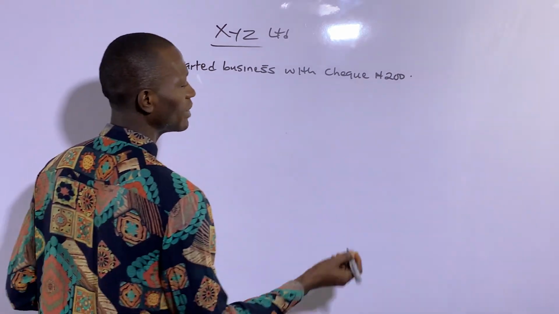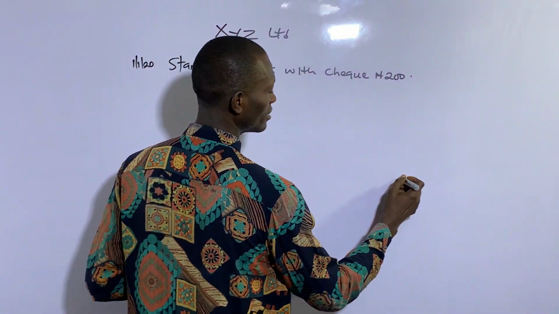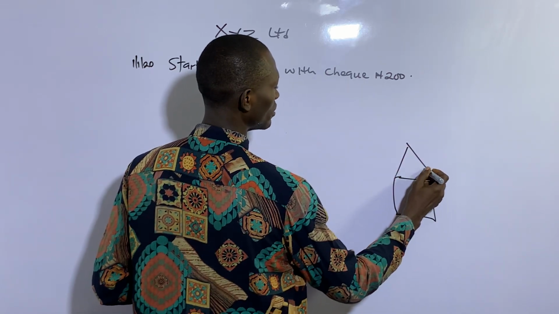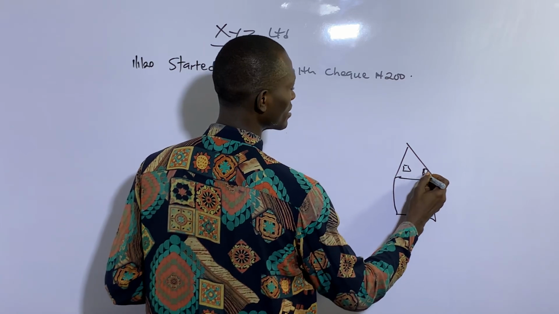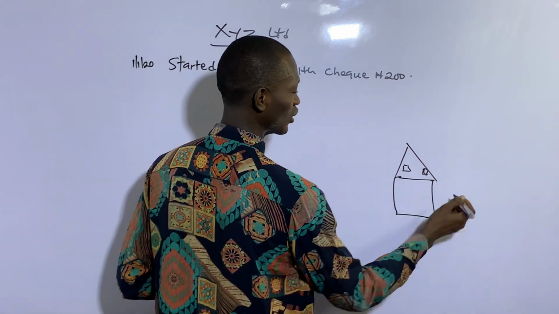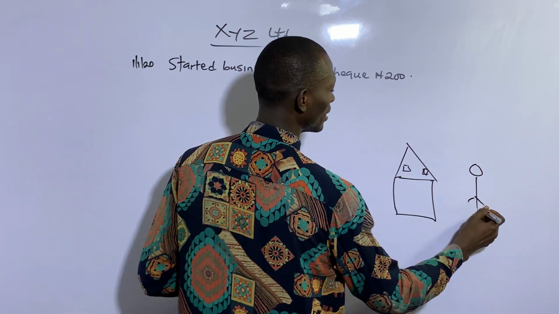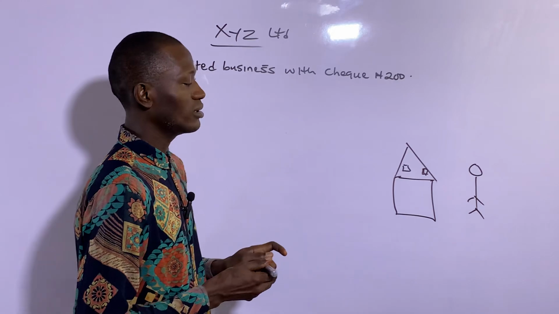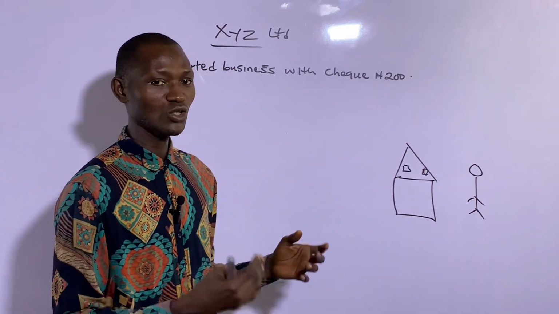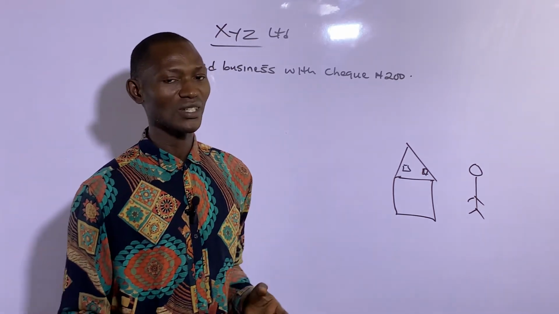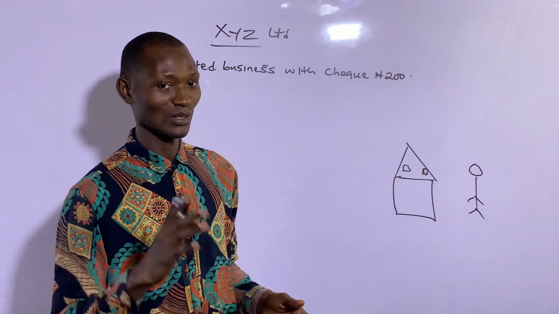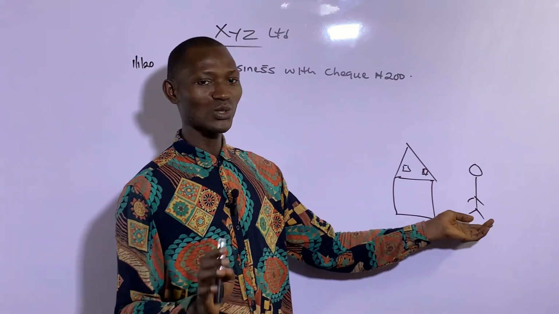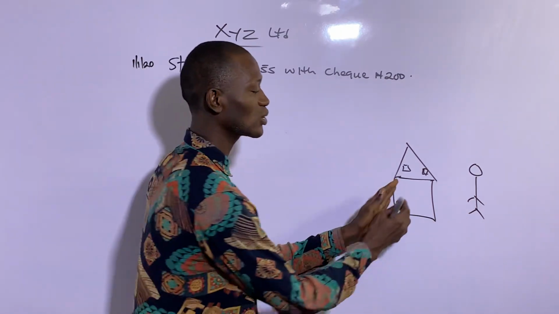Now, since we said the business should be treated separately from the owner, what we mean is this. Let's say this is the business. Then the owner of the business, don't mind my drawing, is here. They are two different entities. That's why in accounting, we usually see a business as an artificial person. And the owner is also an entity on its own. So they are two different things.